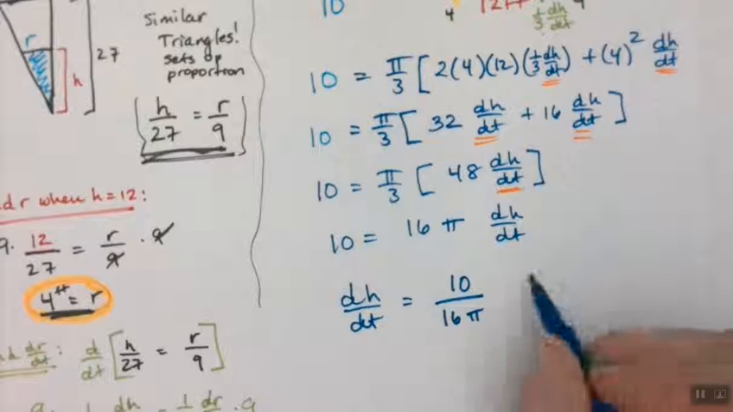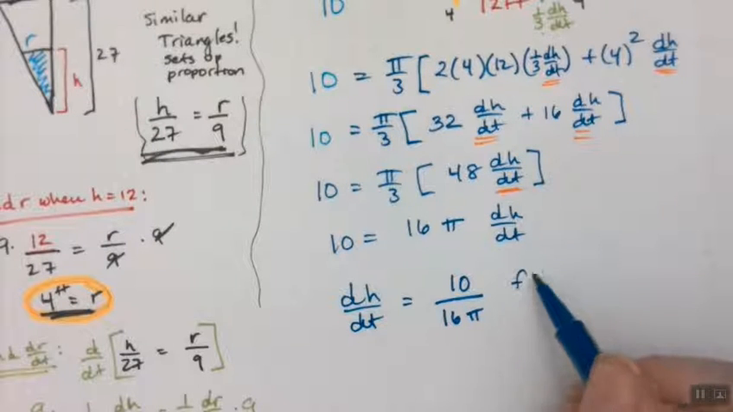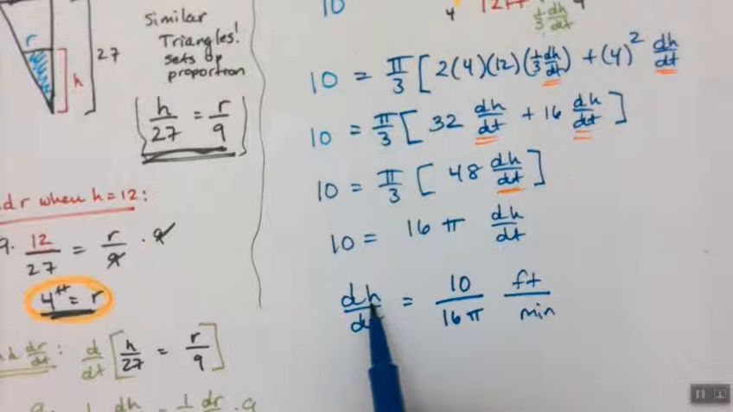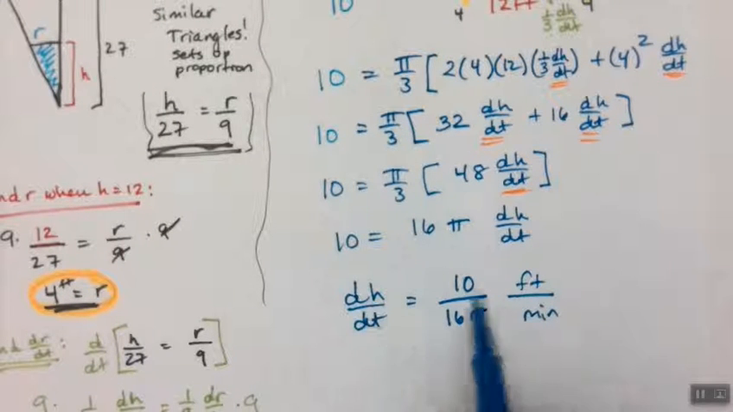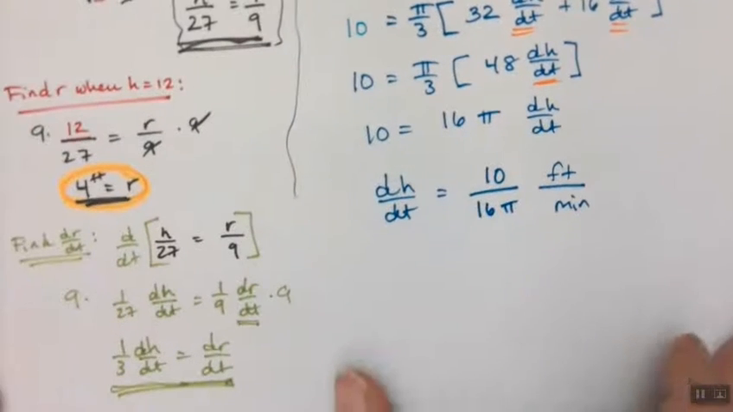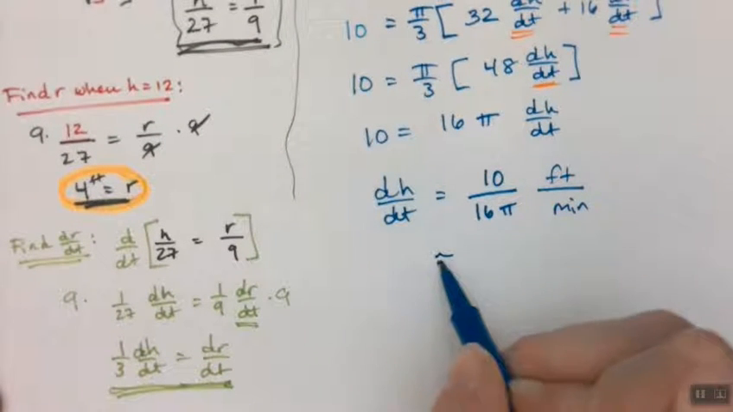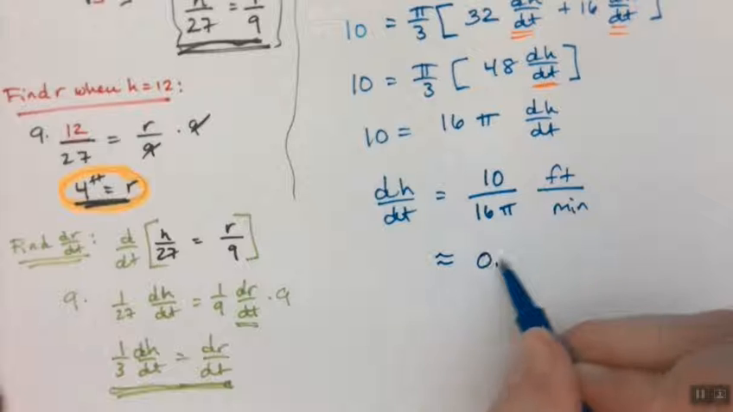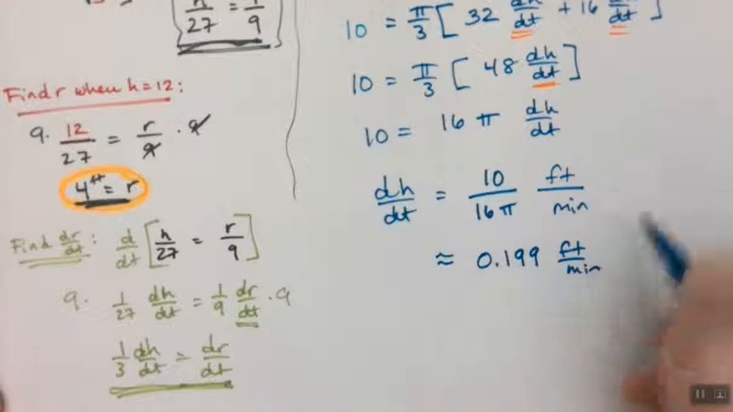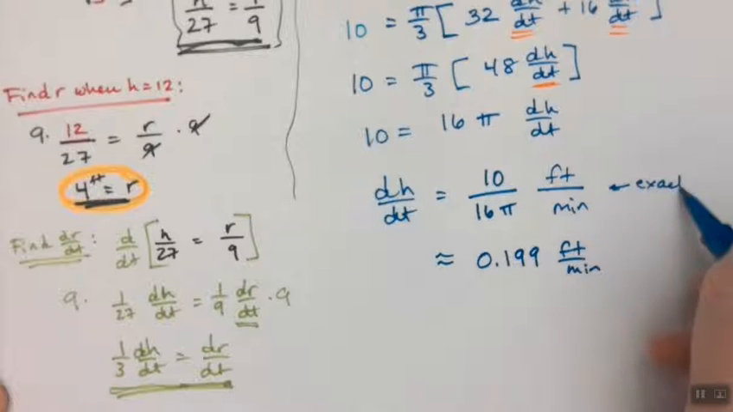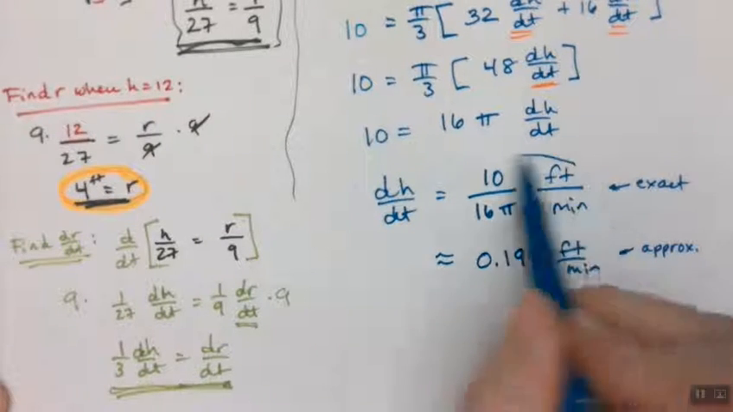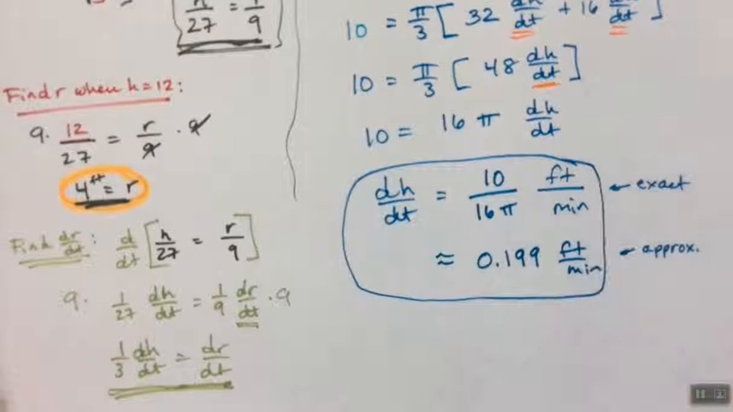Now that's an exact answer. It's in feet per minute, because height of the water, depth of the water is only linear, so it's only measured in feet. And then if I wanted to, I could also get an approximation for it with a calculator, and it's about 0.199 feet per minute. So this is exact, this is approximate, which is more appropriate probably for this context, but nevertheless, there they are.